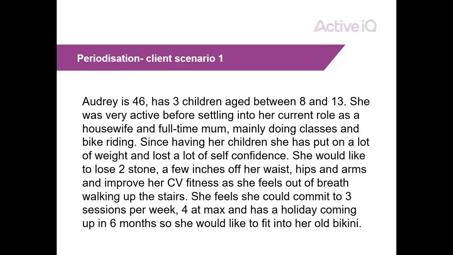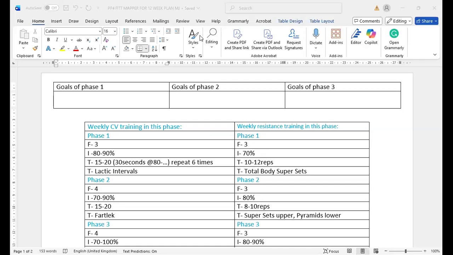So we're looking at 3 sessions a week for Audrey for max. So from here, you would choose the ingredients for Audrey and you would try to put them into a 12-week plan. Okay, so my best advice to you all is to map this out first. So never go straight into your 12-week plan with your Active IQ document.